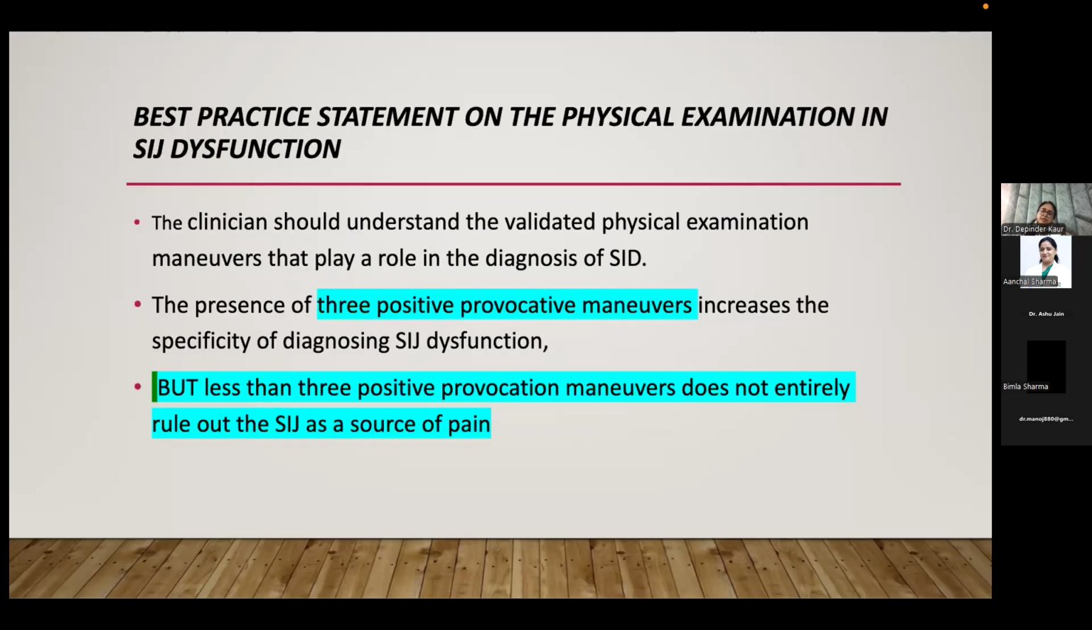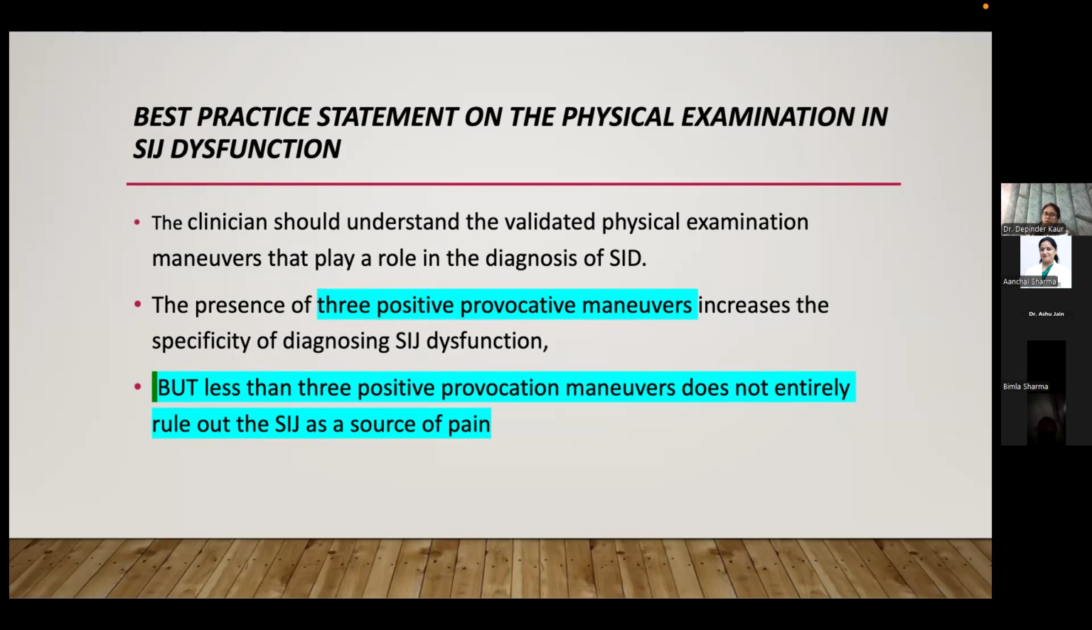So after having this history, let's come to the physical examination, and they have stated that clinicians should understand the validated examination maneuvers that play a role in the diagnosis of SI joint pain, and the presence of three positive provocative maneuvers increases the specificity of diagnosing SI joint dysfunction. So out of the 5 maneuvers which we are doing in practice, 3 should be positive.